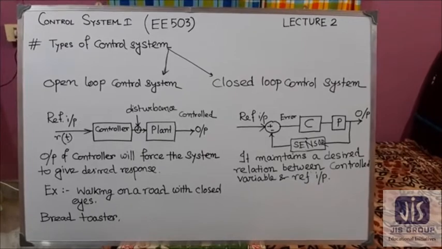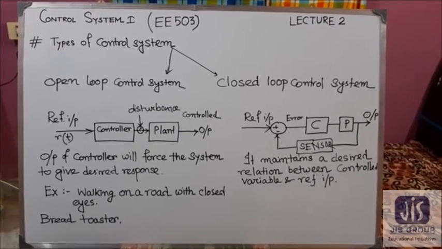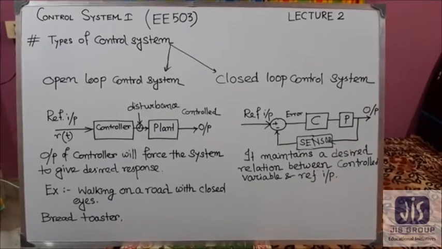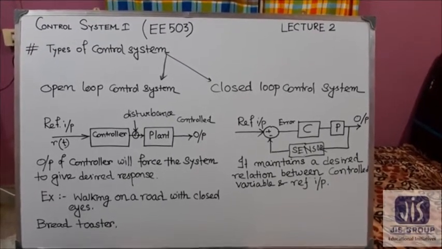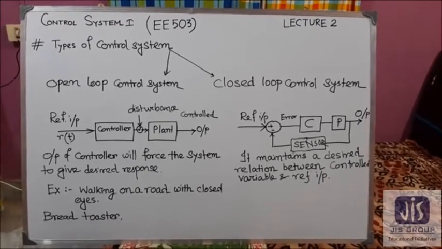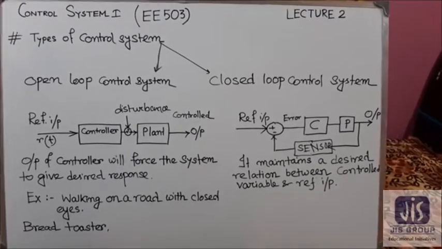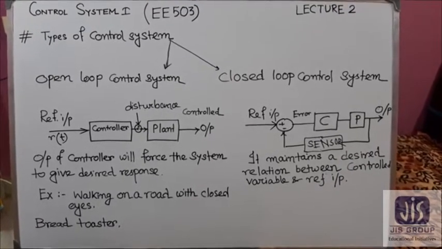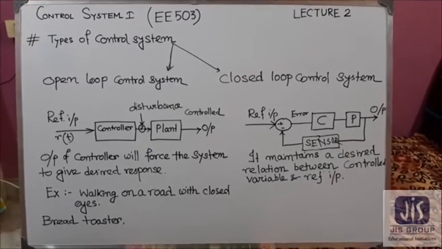Another example is when we are driving a car. To achieve the desired speed we need to press the accelerator pedal, and the car starts moving at the desired speed. But if there are disturbances like road conditions or wind velocity, then the speed of the car can deviate from the desired speed, even though there is no change in the pressure applied to the accelerator pedal.